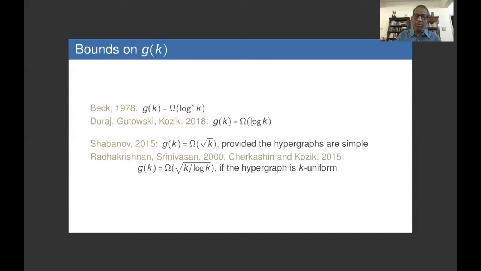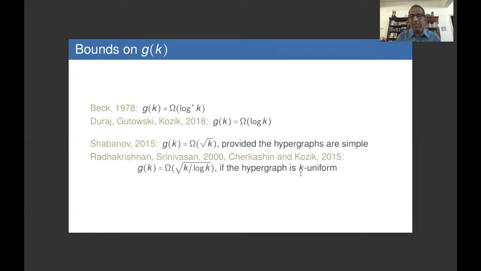Better bounds are known if we impose some restrictions on the hypergraph. For example, if we insist that the hypergraph be simple, that is, every two edges that intersect must intersect exactly on one vertex, then we can get a polynomial lower bound on g(k). A different result, somewhat older, says that if we insist that all edges have size exactly k, the definition of g(k) allows edges to have size at least k.